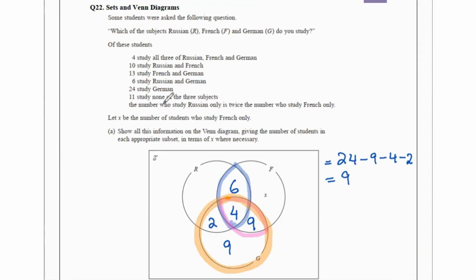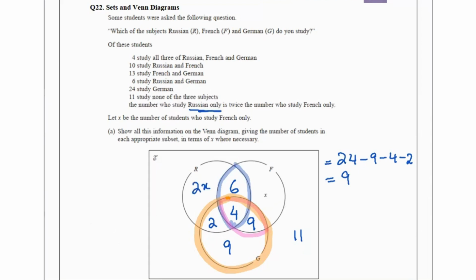Similarly, 11 study none of the 3 subjects. So that's outside because that's not a part of any of the 3 sets. The number who study Russian only, there's a difference here. Russian only means just Russian. Russian means Russian, German, and French, the overlapping part as well. So the number who study Russian only is twice the number who study French only. So if this is 2x, this is x, which is already given in the Venn diagram.